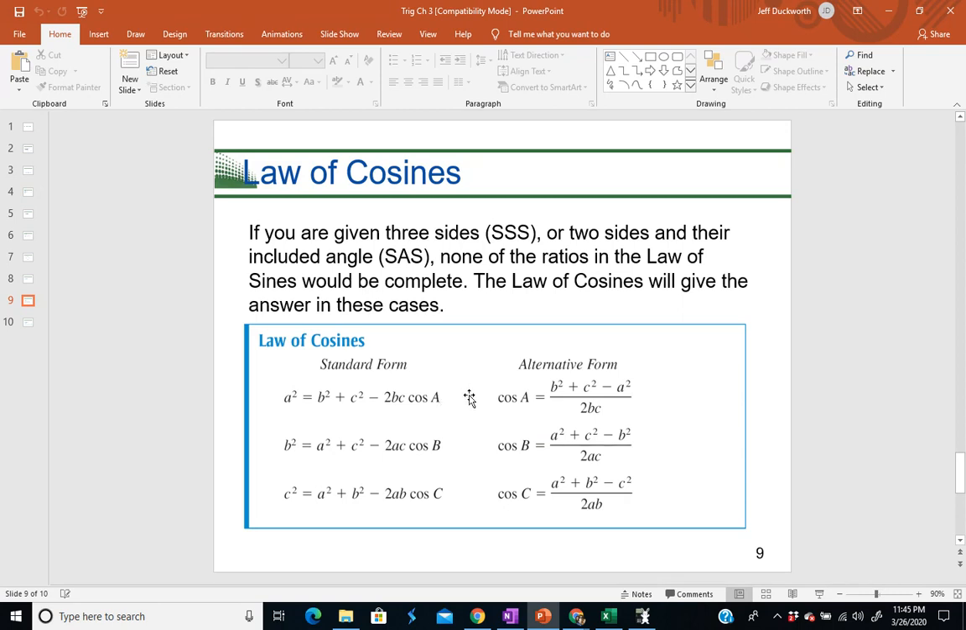So if you're in a side-side-side situation, you can choose any one of these three to solve, because you'll have all three of the different sides. And remember, the lowercase letters are the sides. So let's do an example.